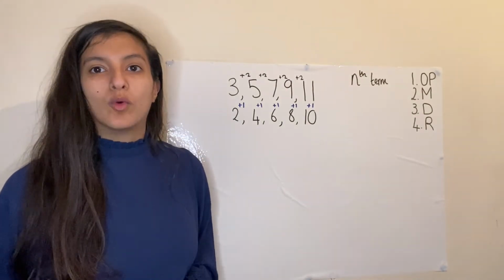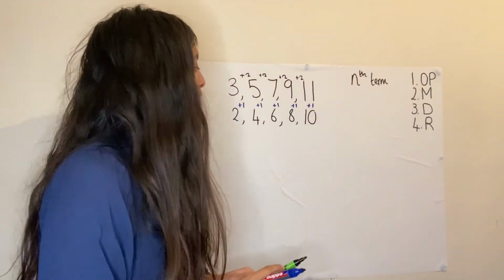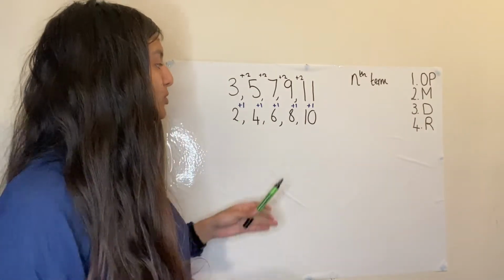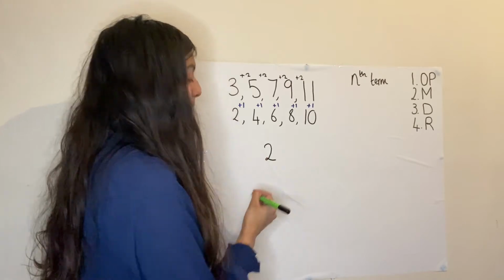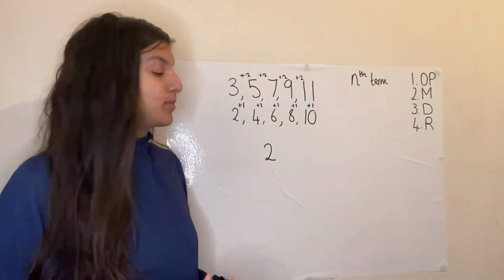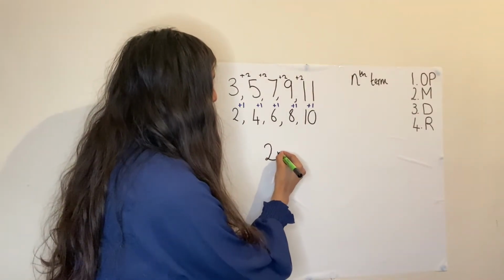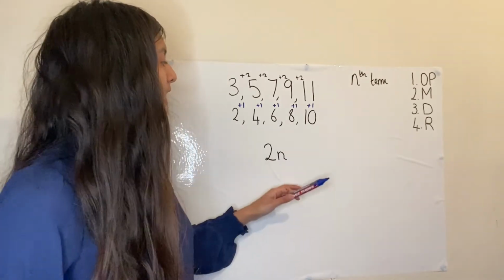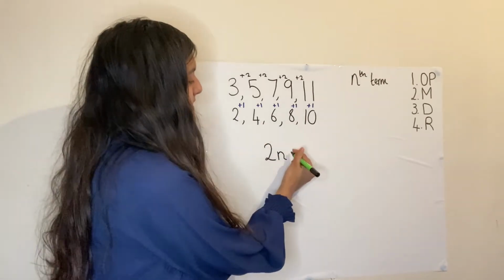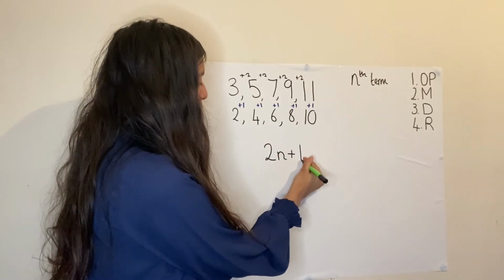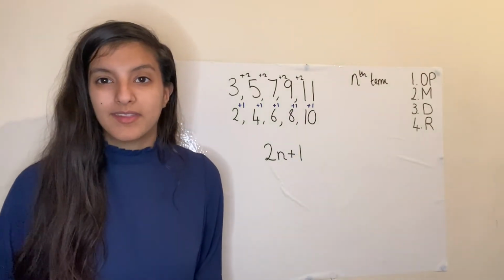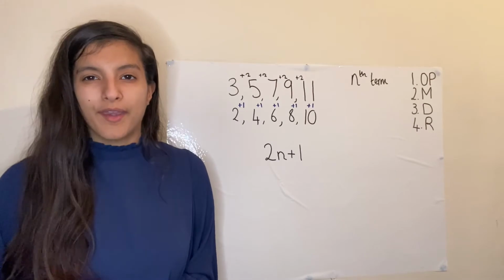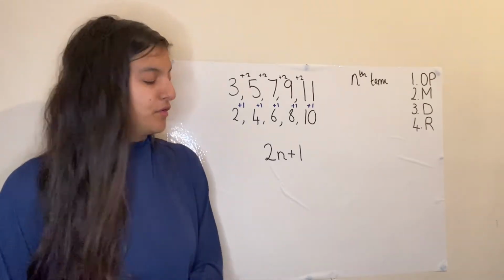Now I need to work out what my rule is going to be. Now my rule is going to start with the number 2 because I'm using the multiples of 2. I'm going to put an n directly next to it because we're multiplying by any number in our pattern. And then my difference is plus 1. So my algebraic expression to work out any number inside this pattern is going to be 2n plus 1. Now let's check if it works.